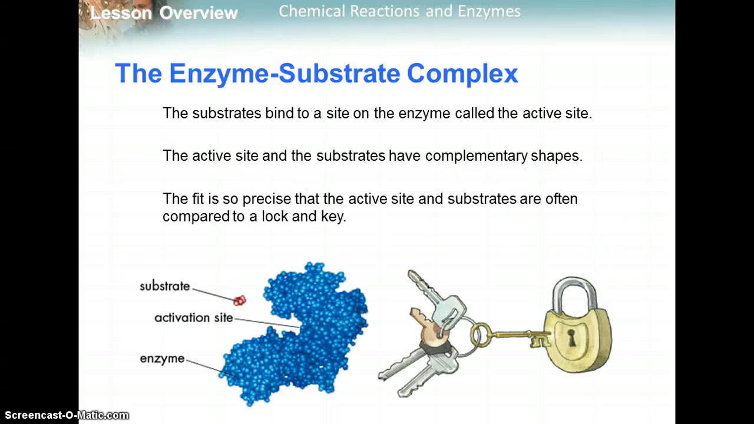The reason why is that the substrate, so here's a substrate, binds to a site on the enzyme called the active site. So here's an enzyme, big blue object here. Here's the active site. This active site on the enzyme is specific for this substrate. They often use the analogy of a key being specific for one lock, okay? So there's a very big specificity with an enzyme and the substrate it works with. They're kind of like soulmates in a way, or like a specific key that would fit into a specific lock.